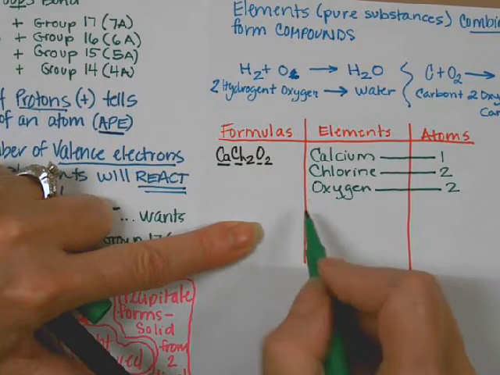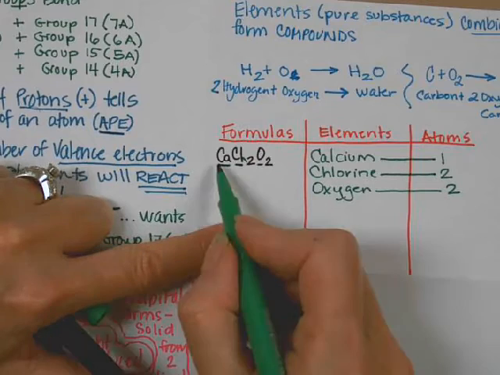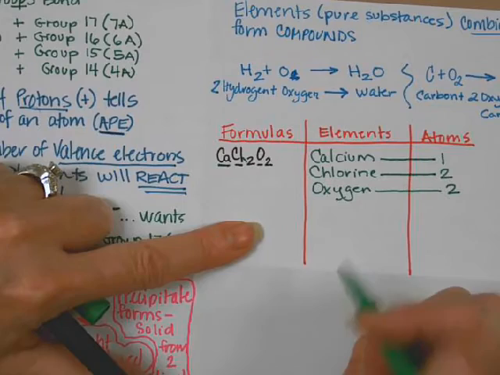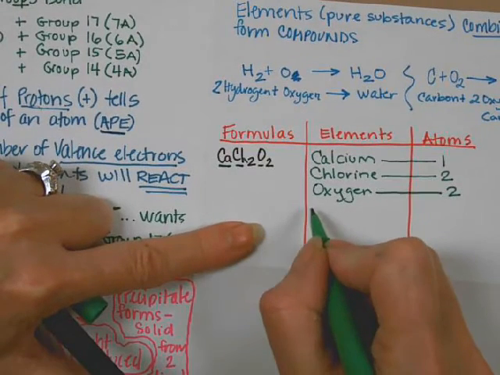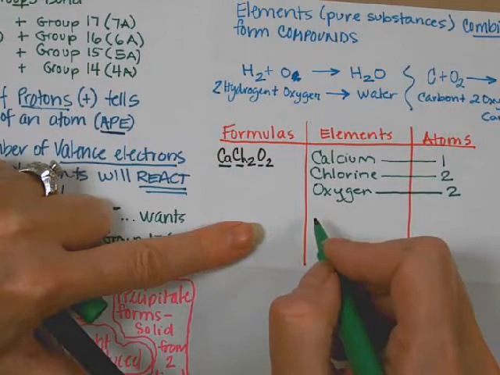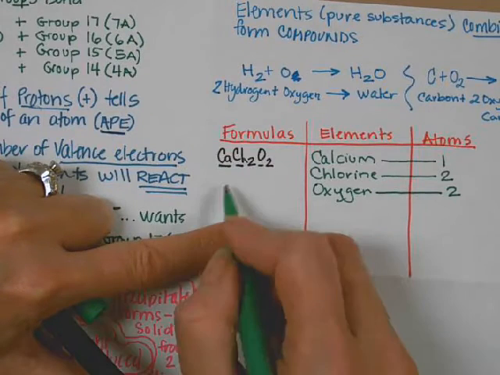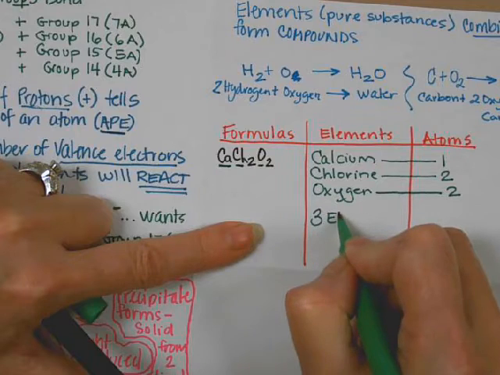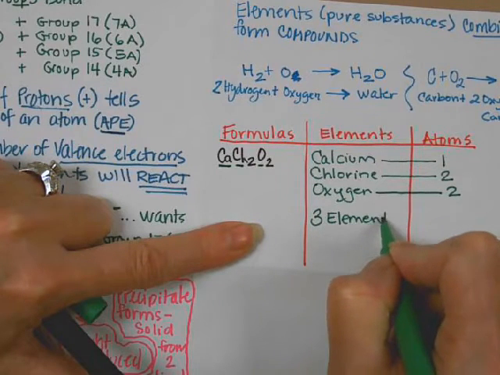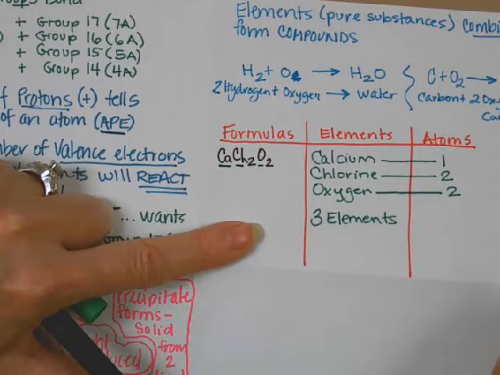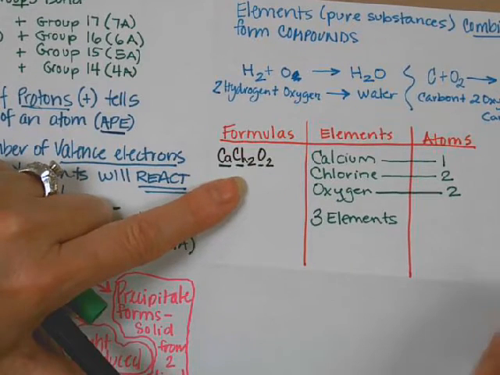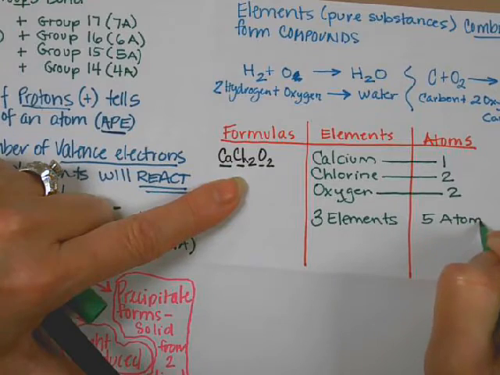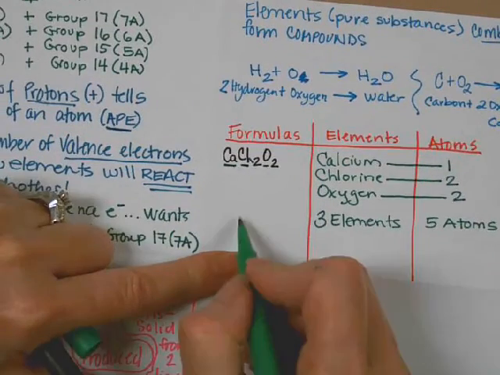So they might ask you, how many elements are in CaCl2O2? And you'll say, oh, elements. Elements are on the periodic table. They're the letters, right? So we know 1, 2, 3. 3. Or how many atoms does this compound have? Well, it has 5 atoms. And that's total, right? Total.